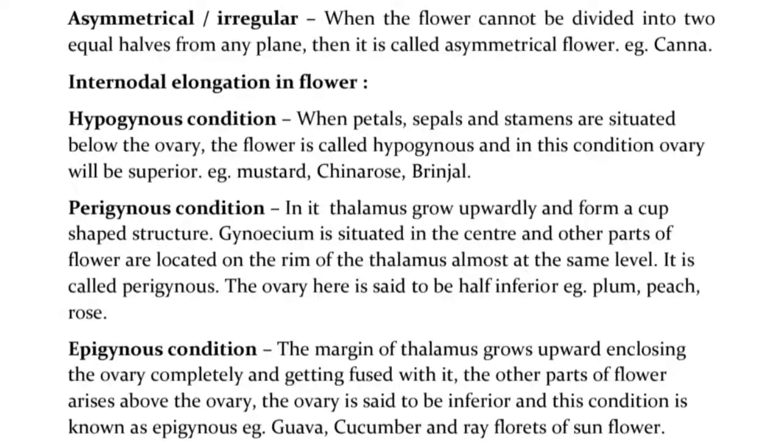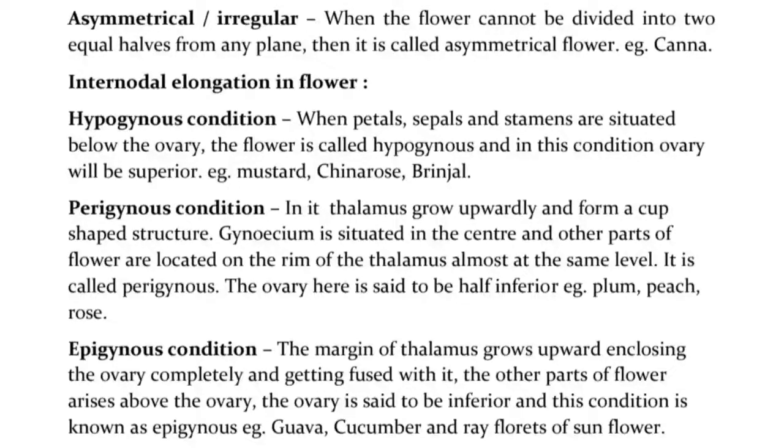Perigynous condition. In it, the thalamus grows upwardly and forms a cup-shaped structure. Gynoecium is situated in the center and other parts of the flower are located on the rim of the thalamus almost at the same level. It is called perigynous. The ovary here is said to be half inferior, e.g. plum, peach, rose.